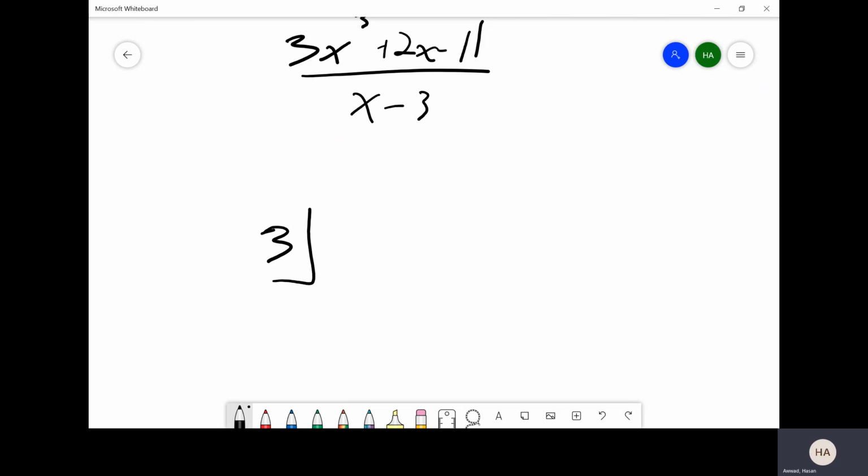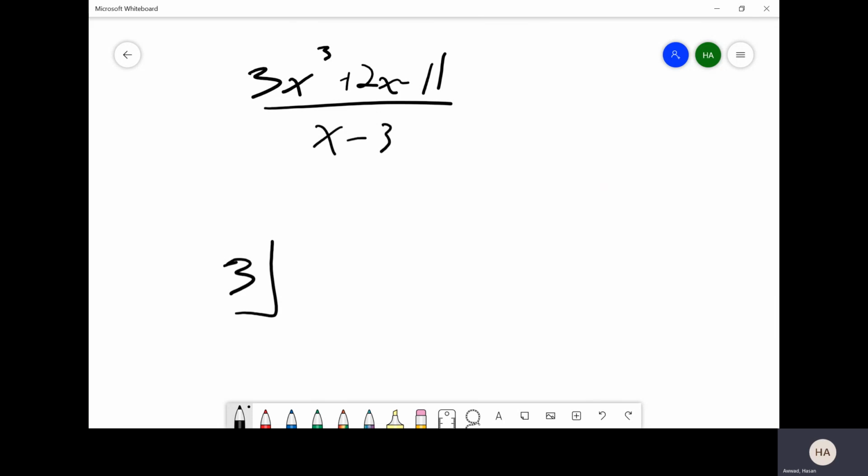Great. Now we take our coefficients from the piece that's being divided, the polynomial on top. So we have a 3. But wait, we have a 3x cubed, but do we have an x squared? No, right? So you need to make sure you put the 0 in there as your placeholder for your x squareds. So you have 3, 0, then you continue along and you have 2 and minus 11.